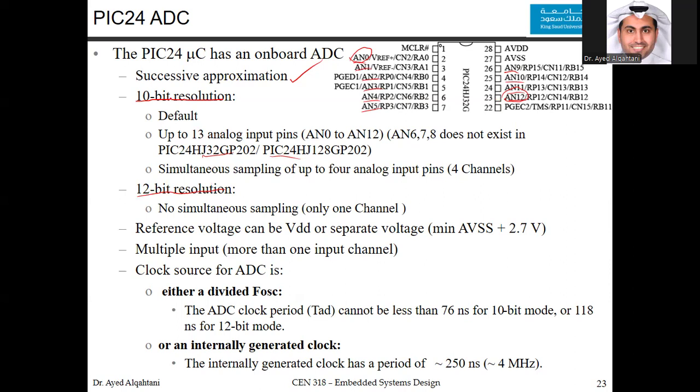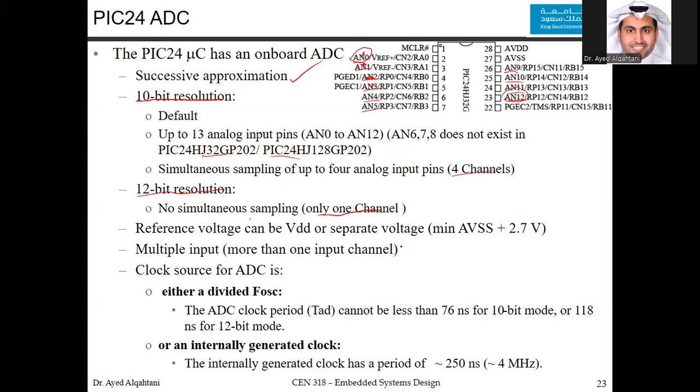Now, the 10-bit resolution can actually simultaneously sample up to 4 analog inputs, or 4 channels, at the same clock cycle. So you enter 4 of them in one go. That's what we mean by the 4 channels here, or the 4 simultaneous channeling. This is only available in the 10-bit resolution. In the 12-bit resolution, there is no simultaneous sampling. You have only one channel at a certain clock cycle.